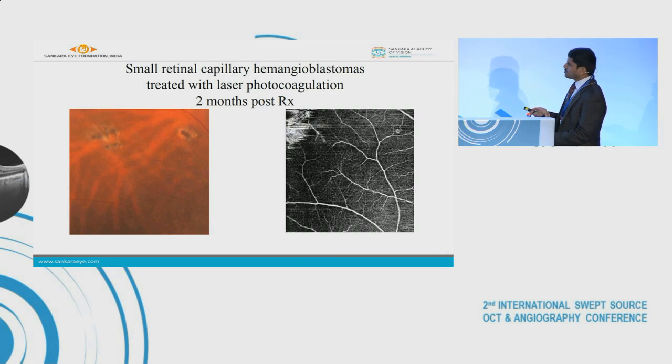But when we do an OCT-A, in this area we cannot see a vascular signal, telling us that there is a complete treatment response. But here we can see the vessels are still persistent, indicating that probably the location of treatment is not right or the treatment is inadequate. So OCT-A can help us in identifying inadequacy of treatment.